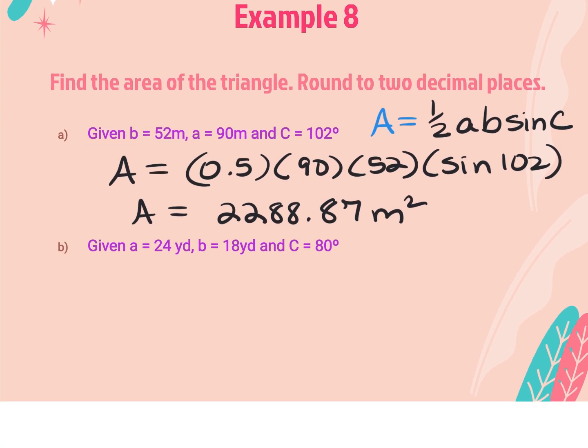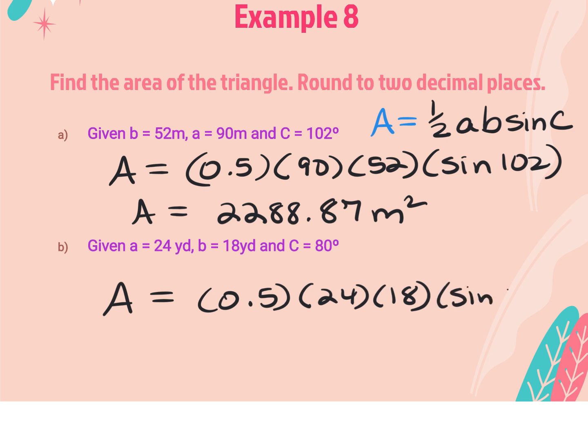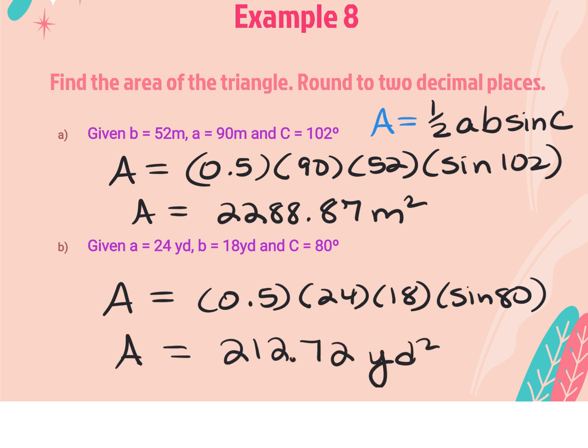The next one, same exact thing. We're just going to do 1/2 or 0.5, however you want to do it, times A, which is 24, times B, which is 18, times the sine of the angle that's given. Just straight multiply all this, and the area of this triangle is 212.72 yards squared, because it's 718, so it'll round to a 2.